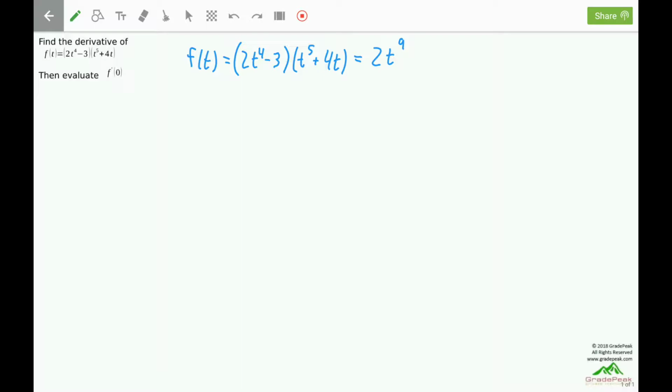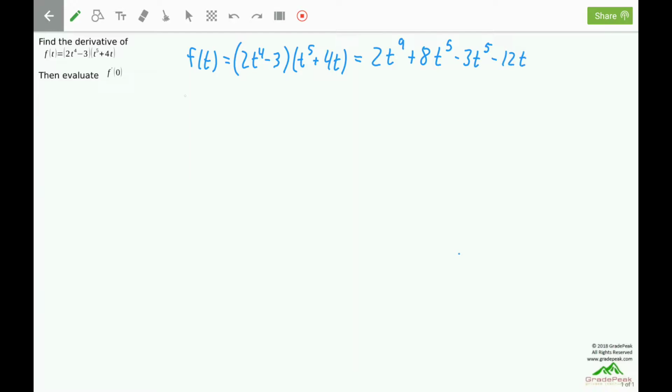Outside, 2t to the fourth times a positive 4t, 2 times 4 is an 8, so we will end up with a positive 8. T to the fourth times t to the first, you add the exponents 4 plus 1, t to the 5. Inside, negative 3 times t to the fifth. And then last, negative 3 times a positive 4t, which will be a negative 12t.